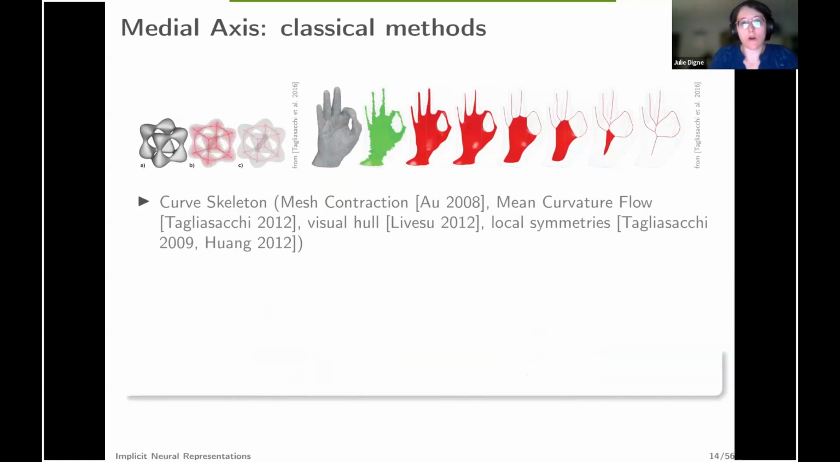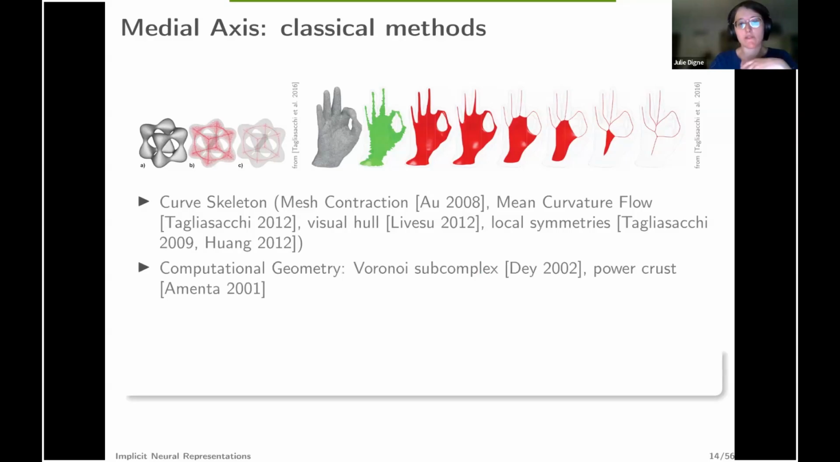It's an area which has gathered a lot of work for the past 30 years in geometry processing. An important type of skeleton which has received a lot of attention is the curved skeleton. It's not exactly defined like a medial axis, but you look for something which represents a shape using only a set of curves. Here on the right, for example, for a hand, the final result will be a set of curves. It's actually not as well defined as the medial axis, whose definition is the only real mathematical one, as I defined it. There are also a lot of methods coming from computational geometry, computing for example Voronoi subcomplexes, and it has been studied a lot from this point of view.